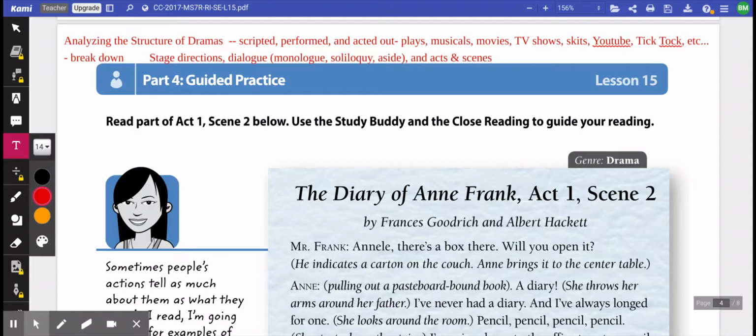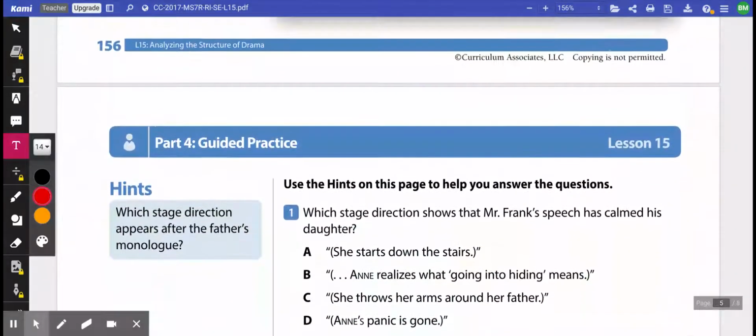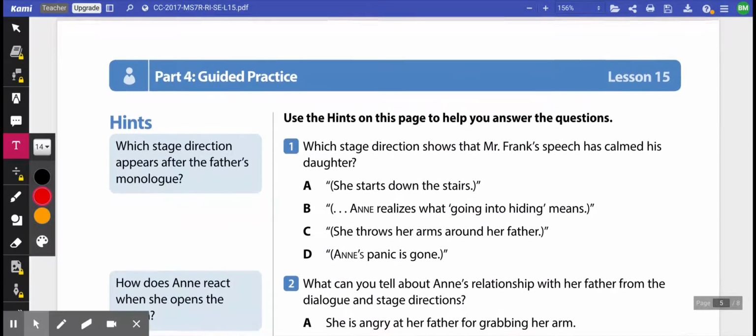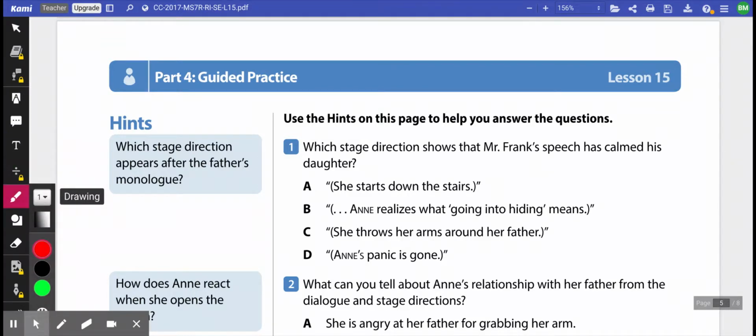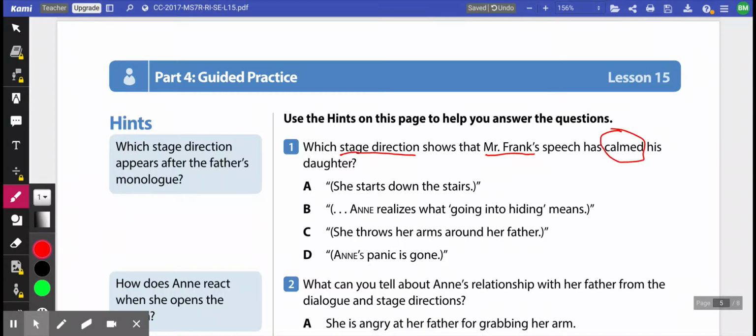Okay. Now, I'm going to do what I did yesterday on the other one, and I'm going to go straight to our questions first, because you need to make sure you know what you are reading. All right. So, right here, we're going to look at what it wants us to look at first. My directions say to use the hints on this page to help you answer the question. So, when I look at number one, it says state which stage direction shows that Mr. Frank's speech has calmed, this is our key word, his daughter.